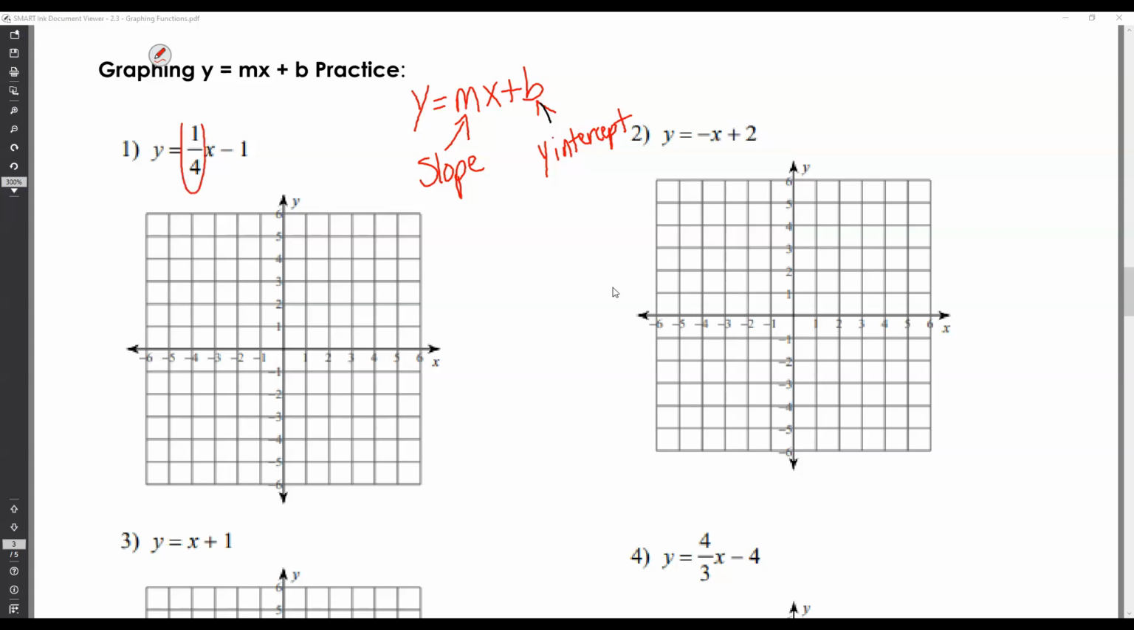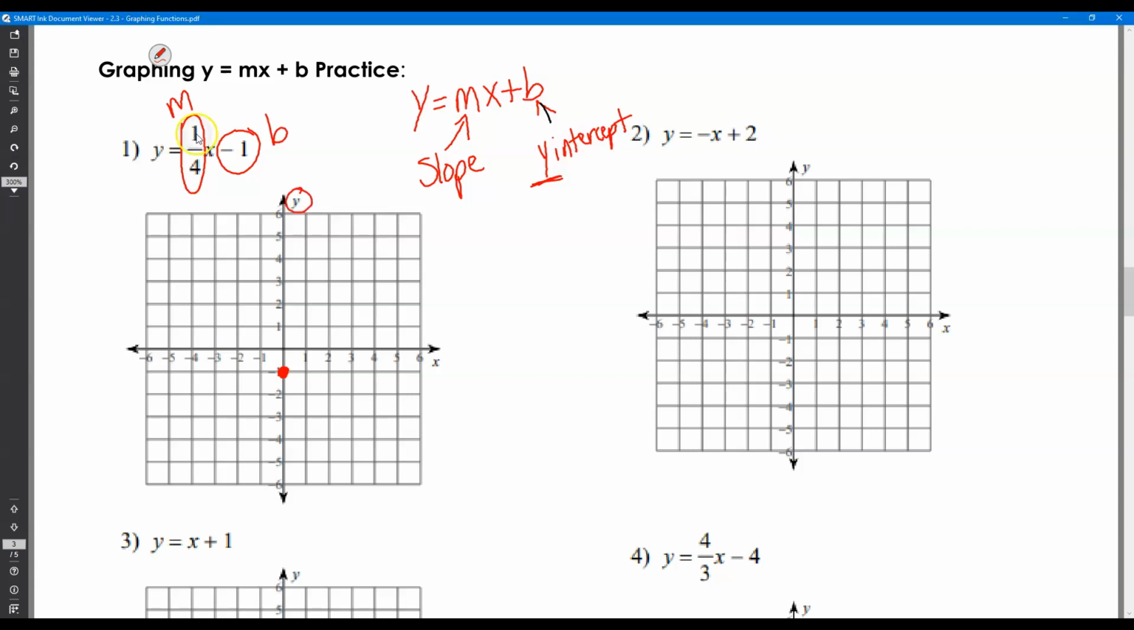So, in question number 1, this is your m, and this is your b. The b is where your graph begins on your y-axis. So, at -1 on the y, that's our first point. And how it moves: this means we're going to go up 1 and over 4. Up 1, 1, 2, 3, 4.